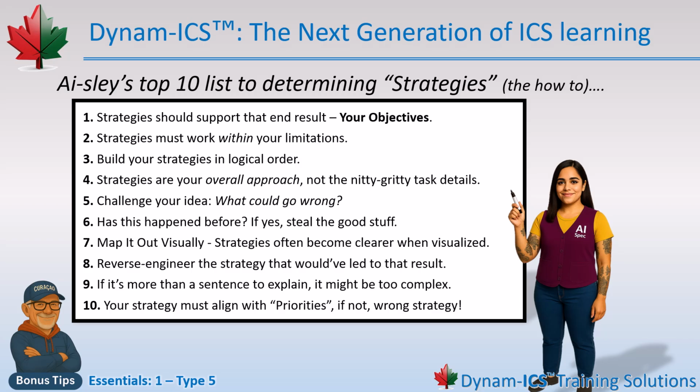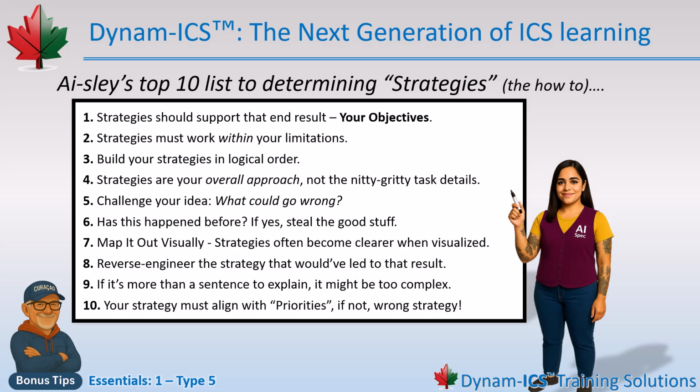1. Strategies should support that end result, the objective. If your strategy doesn't directly move you toward your objective, it's just extra noise. Don't polish the hood ornament when the car doesn't run. 2. Strategies must work within your limitations. You can't plan to fly if all you've got are boots and a shovel. Be realistic about time, people, equipment, and resources, and work smart inside that box.